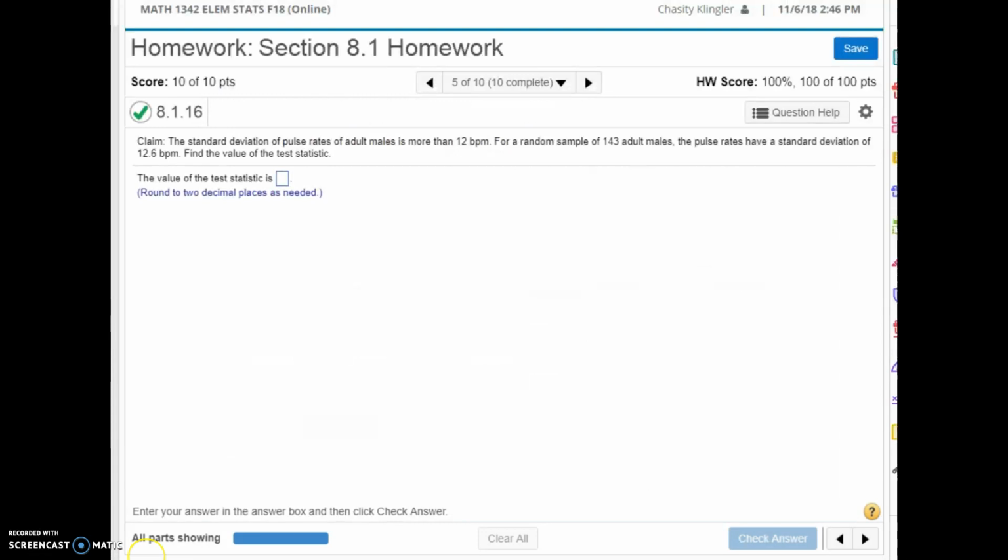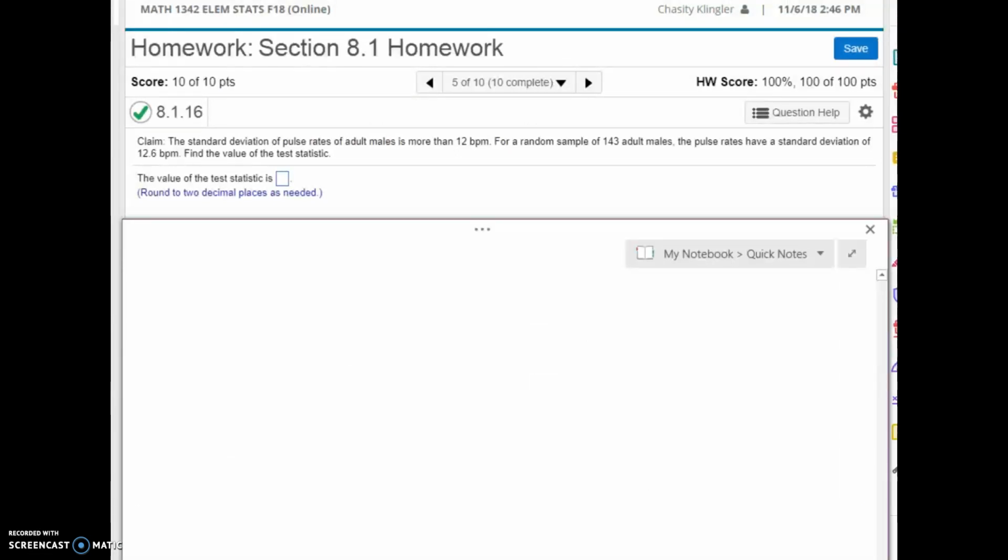So this says claim the standard deviation of pulse rates of adult males is more than 12 beats per minute. For a random sample of 143 adult males, the pulse rates have a standard deviation of 12.6 beats per minute. Find the value of the test statistics. So our claim, first step, is that the standard deviation is more than 12 beats per minute.